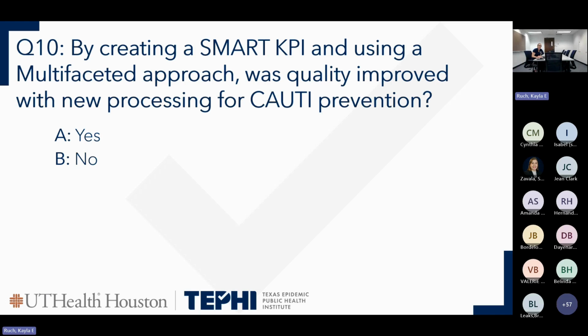And lastly, by creating a SMART KPI and using a multi-faceted approach, was the quality improvement process achieved with CAUTI prevention, yes or no? So after we did all this work, did we get to our goal of having our metric obtained within the timeline that we wanted to?